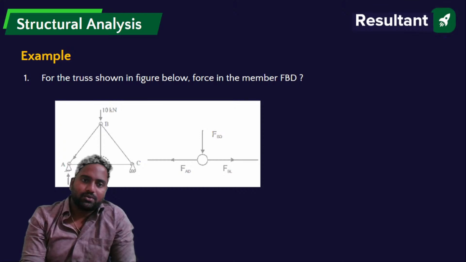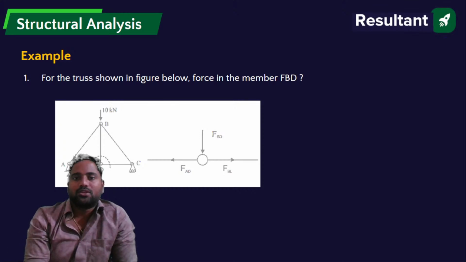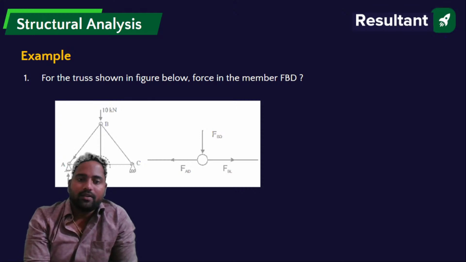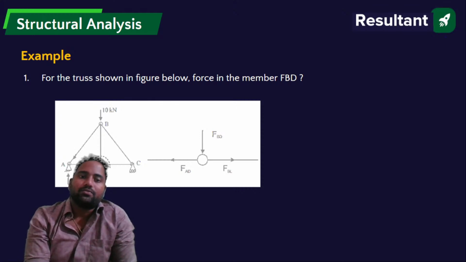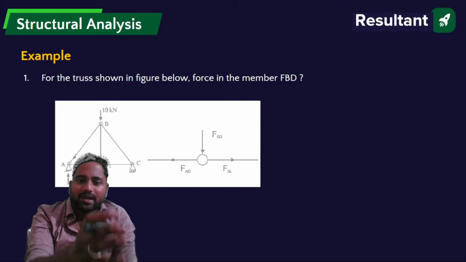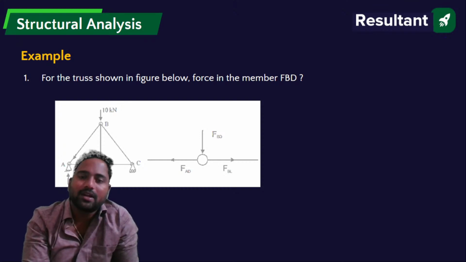We are discussing method of joints. I've just explained how to find the forces using the method of joints. Here we are going to discuss a problem. For the truss shown in the figure below, what is the force in the member BD? FBD here does not mean free body diagram; it means the force in the member BD.